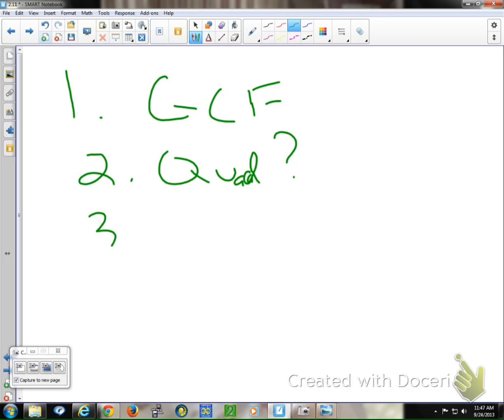Step 3, do we have a perfect square or cube? God, I hate this board so much. Square or cube?